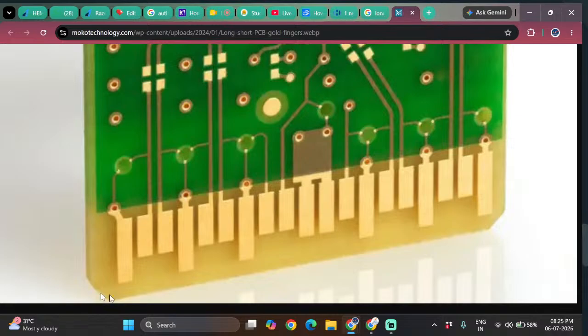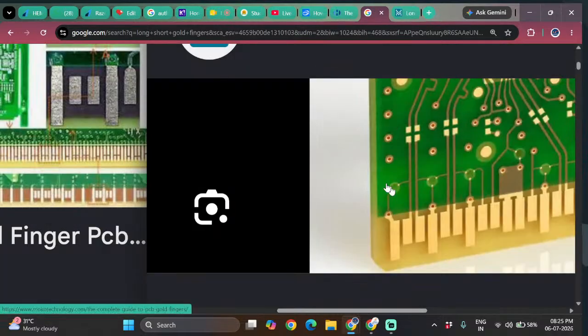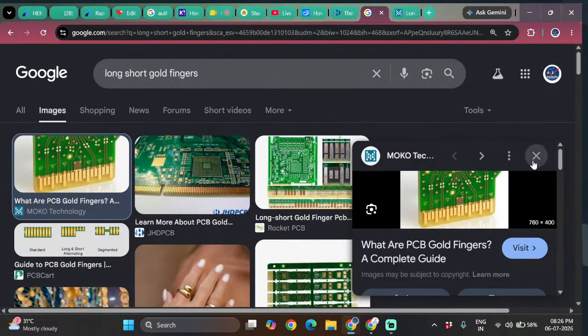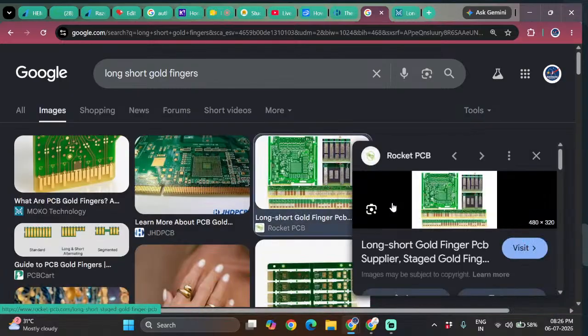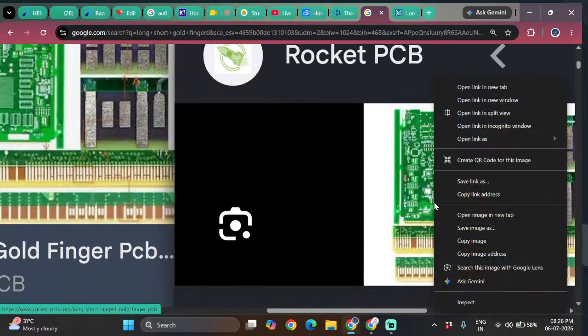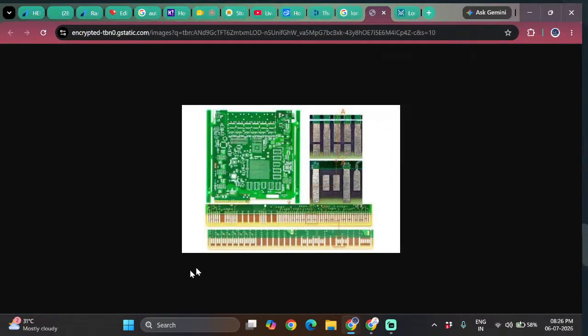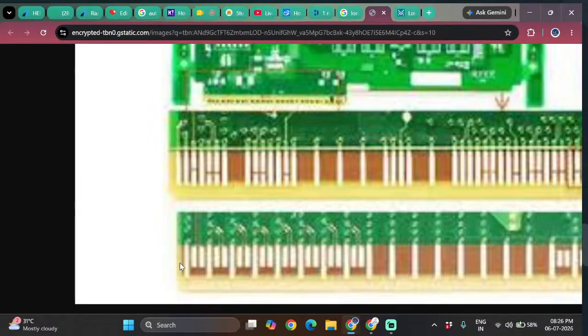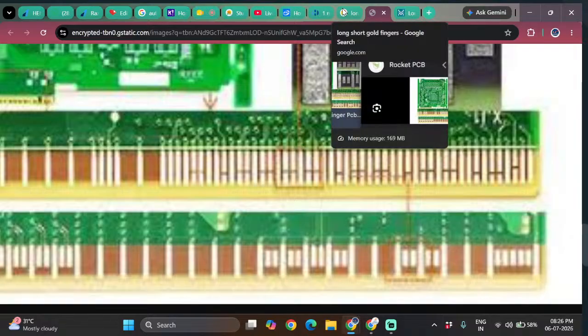So never put sharp edges. Let's check one more image, because there are few people who don't know about this particular rule. They directly put sharp edges, which is not at all acceptable. Let's check this image to see if they are using a 45 degree turn. It is not clearly visible in the image, but I can see it does not have sharp edges.